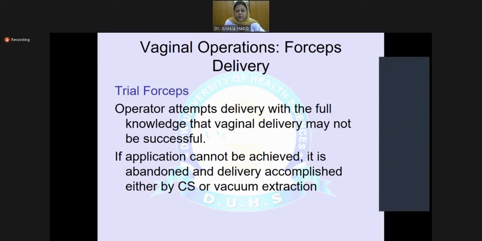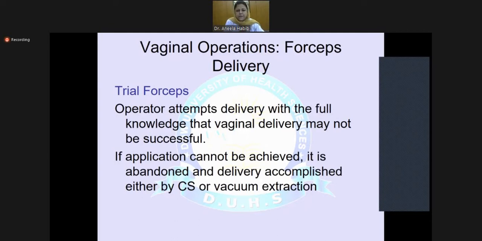And if you are going to apply one blade on the right side and the other blade on the left side, and you lock these two blades, and now you're giving traction to that baby. If the application of the blades is not appropriate and you're not able to fix them, it means the baby's position is not normal. So don't force and don't try to apply it repeatedly. Better to do a cesarean section or do a delivery with vacuum extraction rather than application of the forceps.